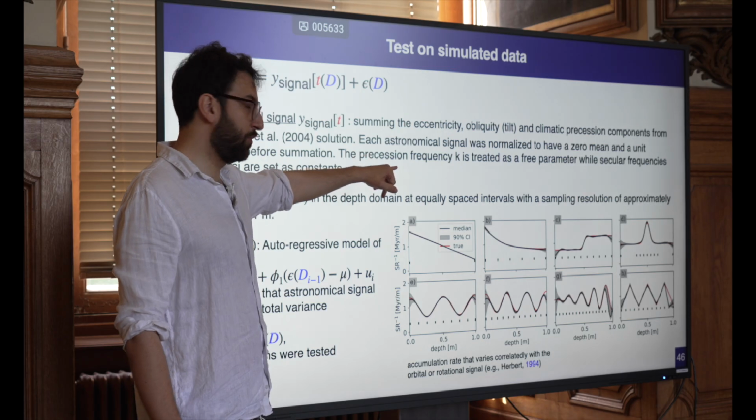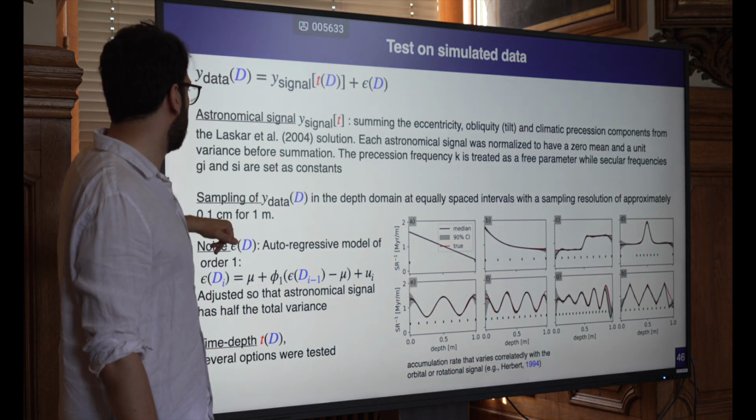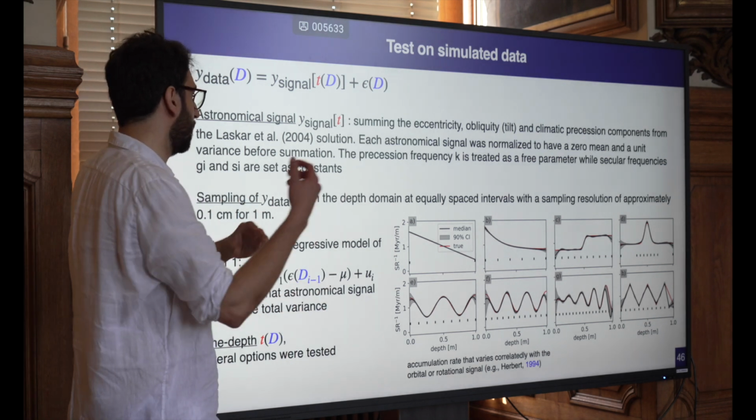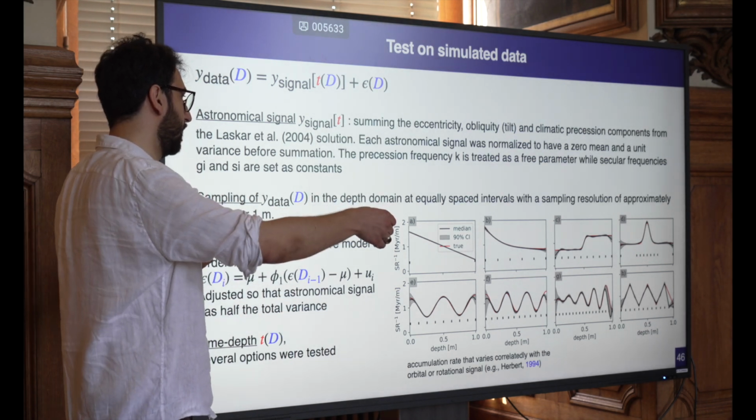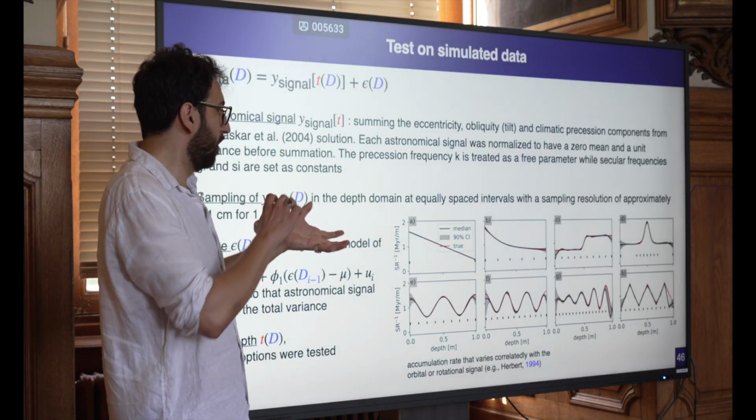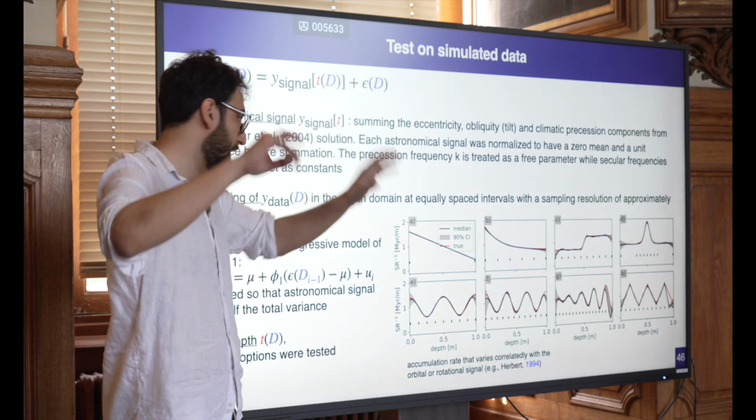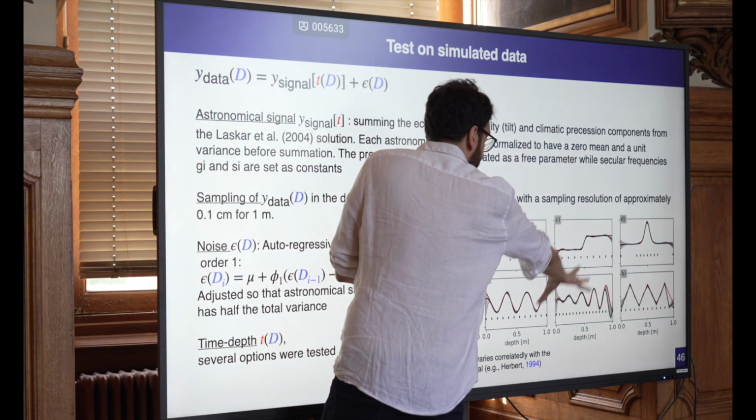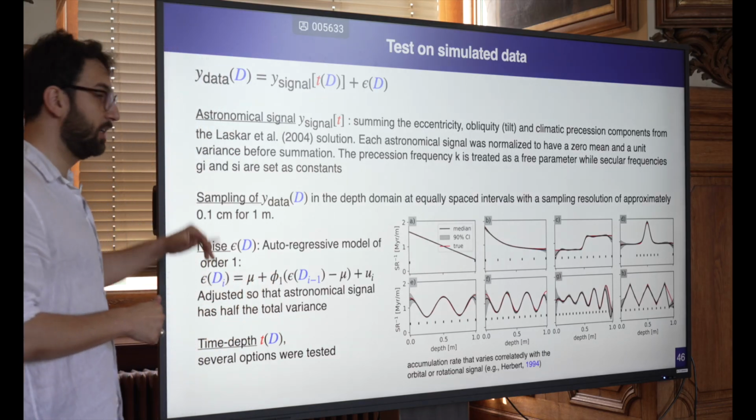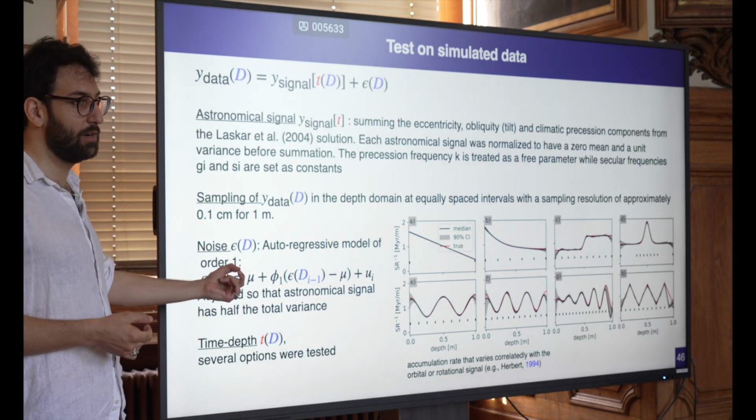In our model, the precession frequency is free. The other frequencies are fixed. The fake data is in the time-depth domain, equally spaced, and then we will use different time-depth relationships to simulate different versions of the data. So these are the different time-depth relationships that we use. And here the noise in the generation of the fake data is an autoregressive model of order 1.